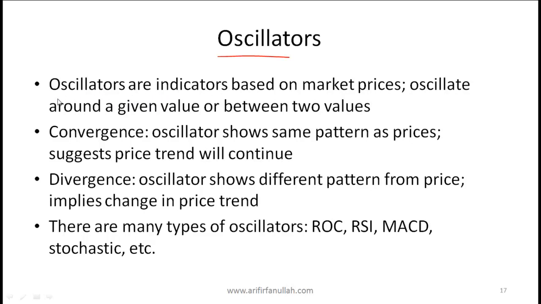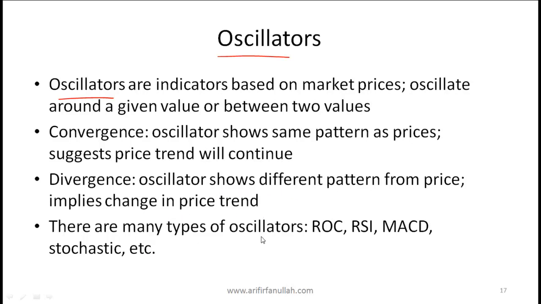So as mentioned earlier, oscillators are indicators based on market prices. They oscillate around a given value or between two values. We have convergence oscillators, which show the same pattern as prices and suggest that the price trend will continue. Divergence is where the oscillator shows a different pattern from price and implies a change in price trend.